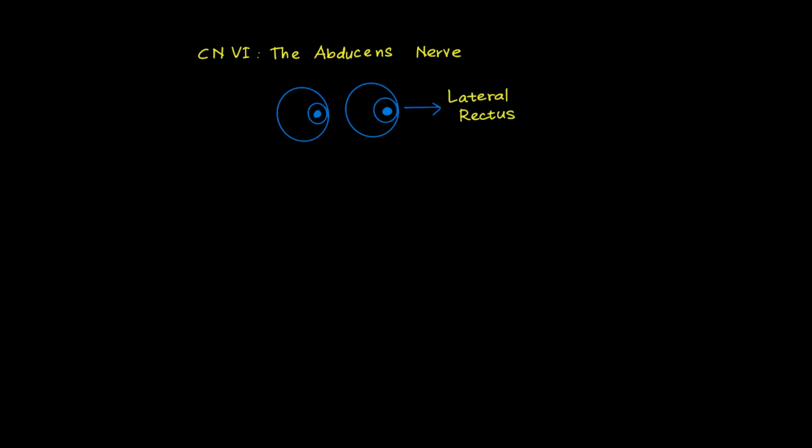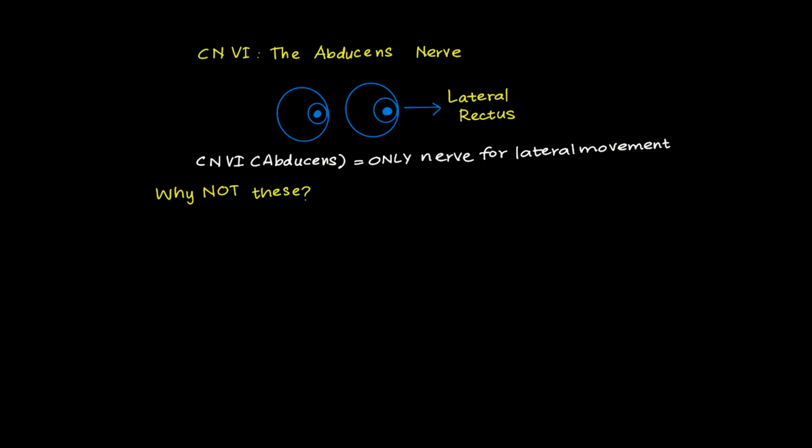The patient can't move one eye outward, can't look laterally toward the ear. The muscle that abducts the eye is the lateral rectus, and the only nerve supplying it is CN6, the abducens nerve. The name gives you the answer. Abducens equals abduction, equals moving the eye outward. CN3, the oculomotor nerve, controls most of the other eye muscles: superior rectus, inferior rectus, medial rectus, inferior oblique. It handles up, down and inward movement, but not outward.